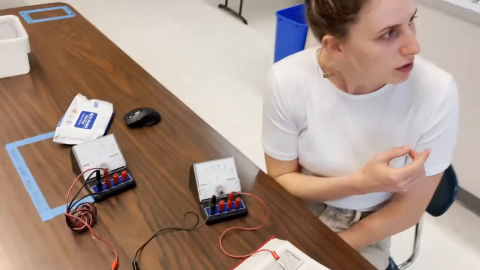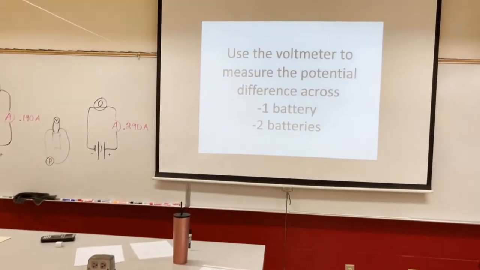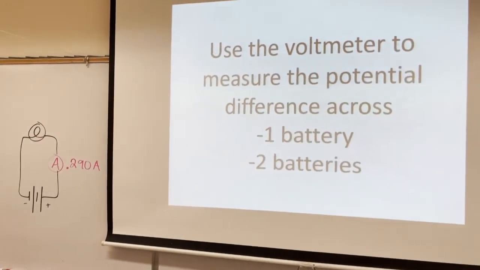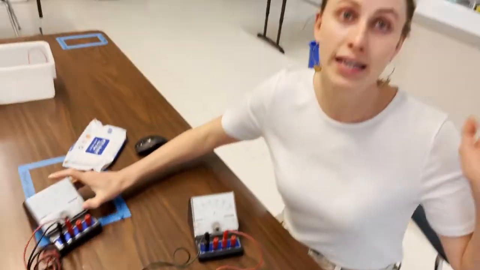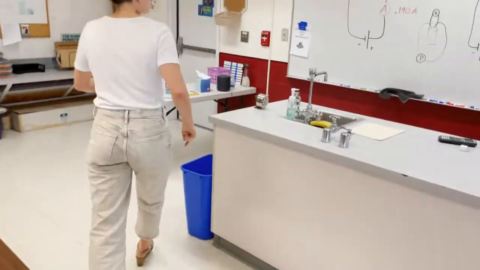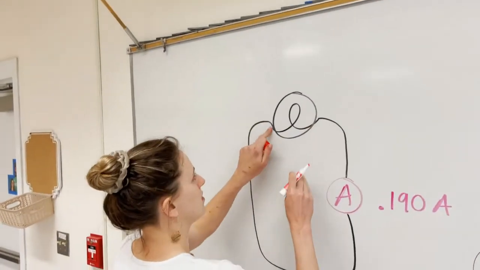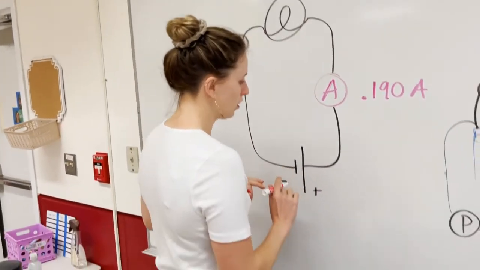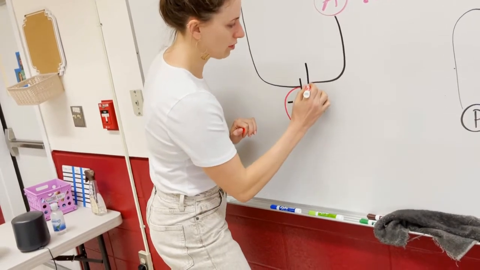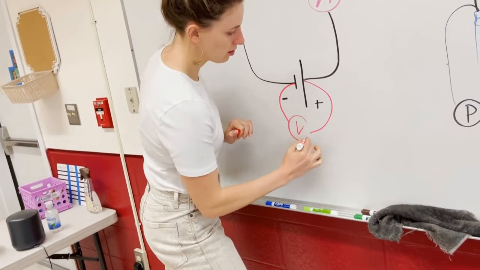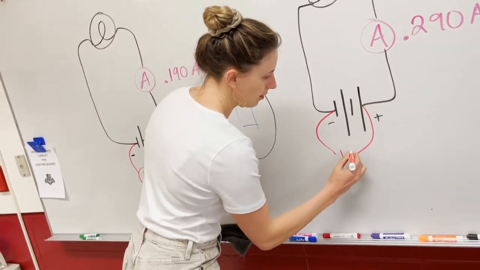Okay, so you know what we're gonna do? Let's use the voltmeter to measure the potential difference across one battery and then two batteries. Let's start with one battery. How do we hook this up? We said that we have to add this across the element, right? So this is the element, the battery, right here. So we're gonna measure the voltage right here and right here, and then we'll do the same thing from this side of the battery to this side of the battery.